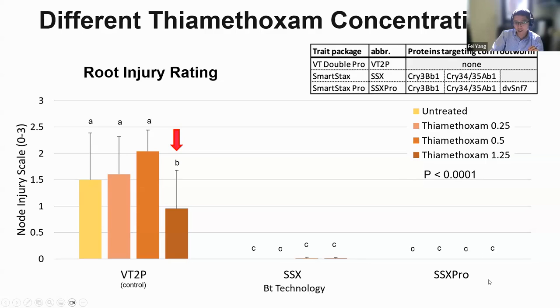For Smart Stack and Smart Stack Pro, we have significantly lower damage. That means these BT traits are still very effective. And if you look at the non-BT, you can see here the control and the low and the middle concentrations of the thiamethoxam have no differences. However, for the highest concentration, 1.25, we have reduced damage. So that means the highest concentration could provide some efficacy for management of corn rootworm.